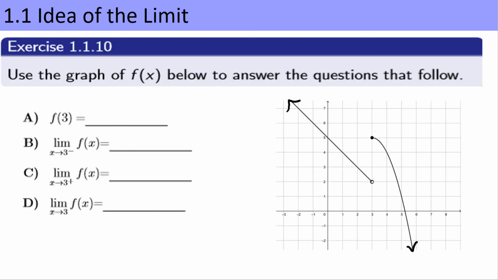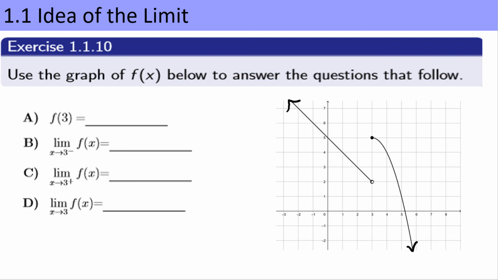Use the graph of f of x below to answer the questions that follow. The graph is a piecewise function with two pieces. The first piece, reading from the left to the right, is a decreasing line. It begins in the second quadrant, intersects the positive y-axis at 5, continues to decrease until it comes to an open hole at the ordered pair 3, 2.